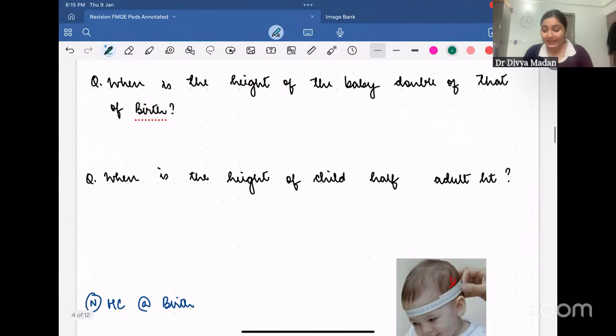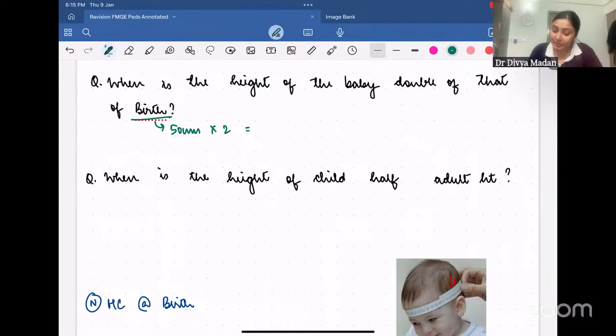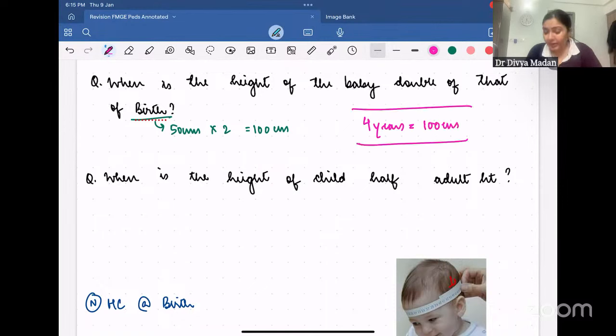Now coming to the questions that they ask in the exam. The first question is, when is the height of the baby double of that at birth, right? What is the length at birth? We all know it's 50 centimeters. So the question is asking at what age the length or height is double of that at birth. Double means 100 centimeters. And we just read that at 4 years of age, the height is 100 centimeters, right? So the answer here would be 4 years. So if the question is when the height will double, the answer is going to be 4 years.